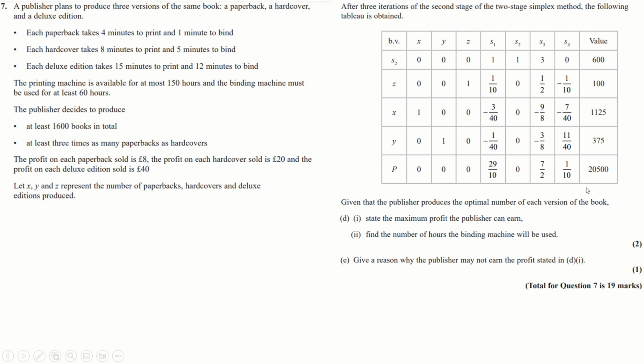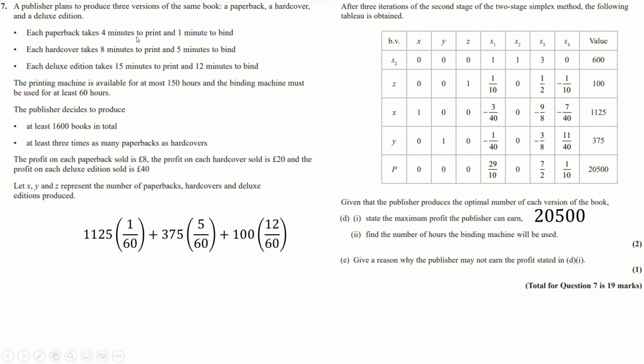The maximum profit can be read by this number here. The number of hours the machine will be used while you're using 1,125 X's, and they took 4 minutes. That's 4 over 60 hours. Sorry, those took 1 minute to bind. We're being asked about binding. So 1 over 60 to bind. Then we have 375 Ys, which take 5 out of 60 hours to bind. And then we have 100 Zs, which take 12 out of 60 hours to bind. Add those together, we get 70 hours.